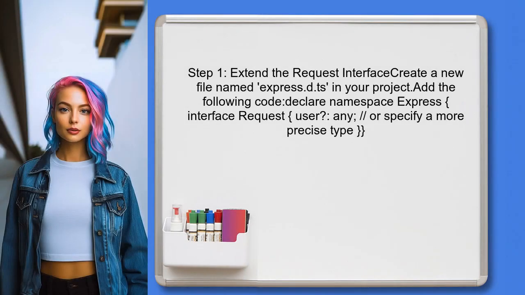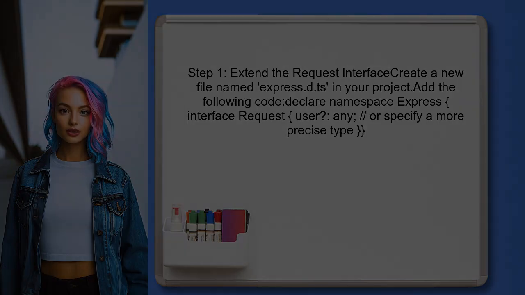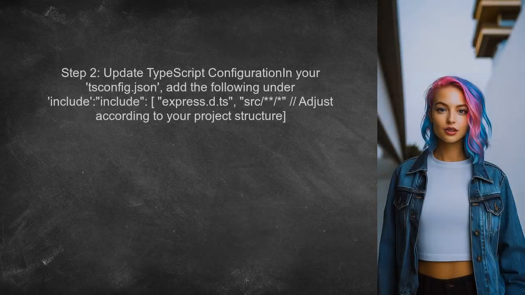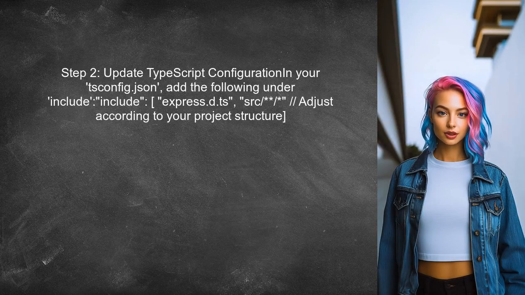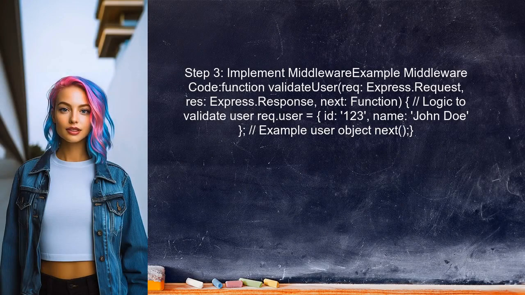To resolve the TypeScript error, the user needs to extend the request interface to include the user property. This can be done by creating a custom type definition. Next, the user should ensure that TypeScript recognizes the new type definition. This can be achieved by including the file in the TypeScript configuration. Now the user can implement the middleware that populates the user property on the request object. This middleware should be added before the route handler.